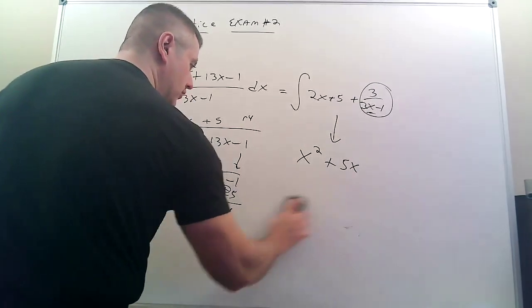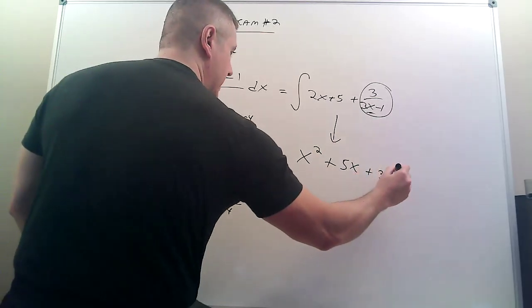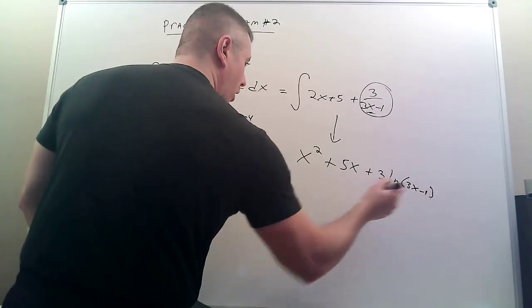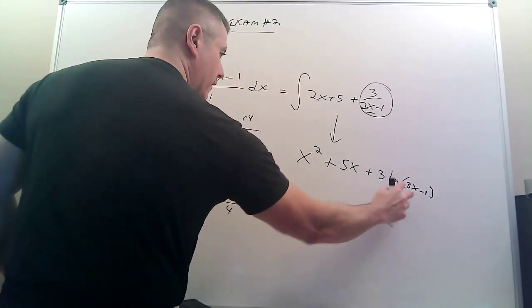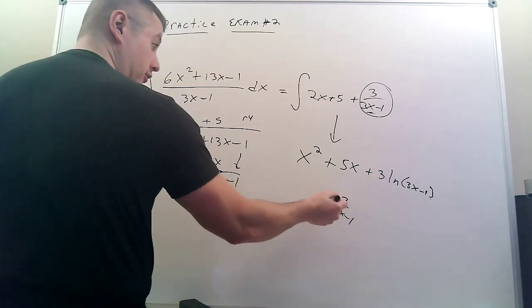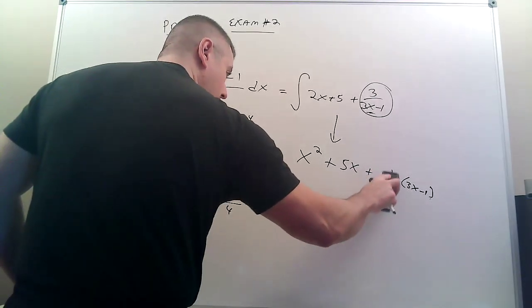What I will see students do, though, is they will just put plus 3 ln 3x minus 1. This would not work because if you take this derivative, you get that times 3. So you'd have a 9 on the top. It just doesn't work. So this 3 cannot be there.